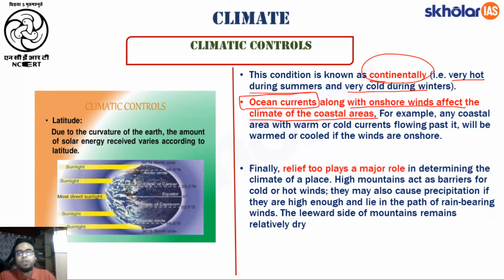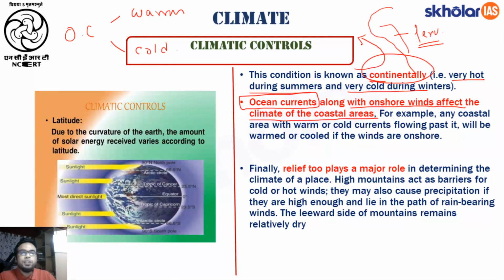Now when we say ocean currents, always remember that there are two different types of ocean currents. We have warm ocean currents and then we have cold ocean currents, right? Now for a particular area, for an example, if I have to talk about the coast of Peru, which is in South America, in Peru we have a current which is flowing in this direction, right? So this current is called the Humboldt current or the Peru current. Now this current is an example of a cold current.